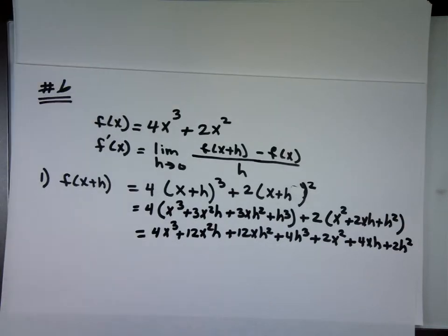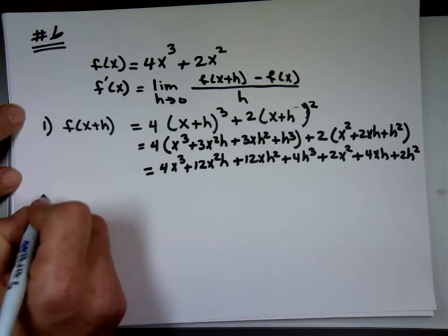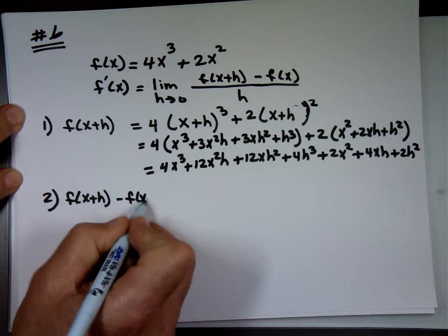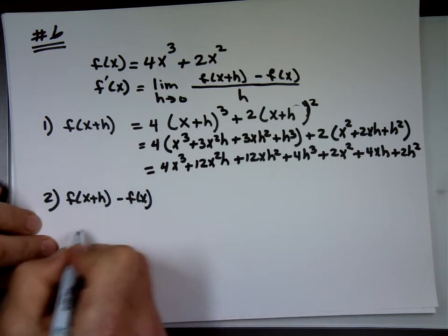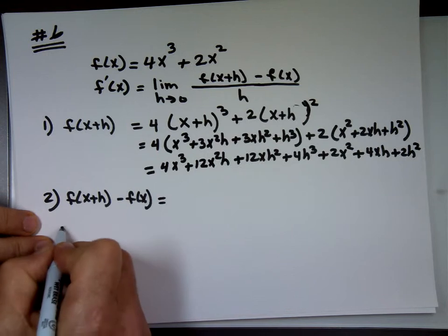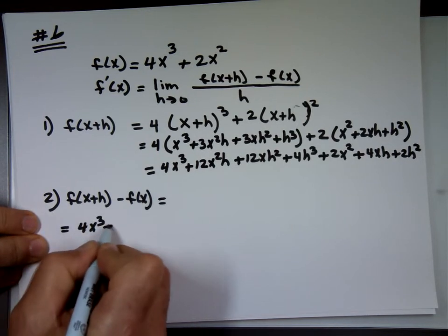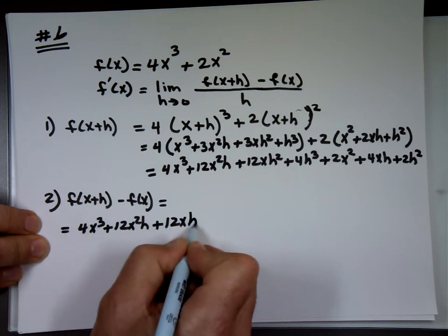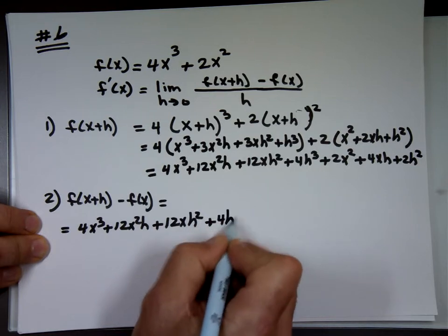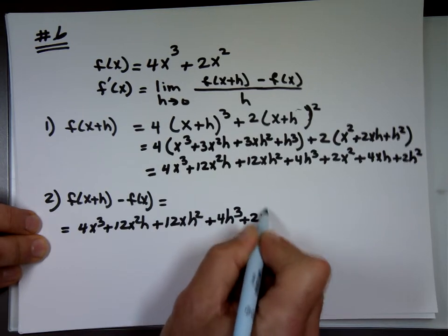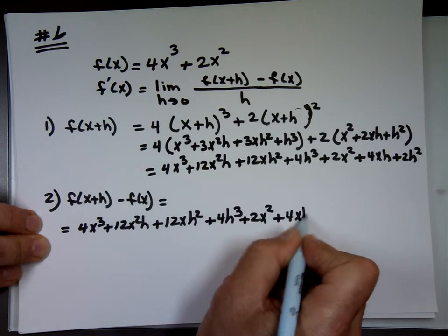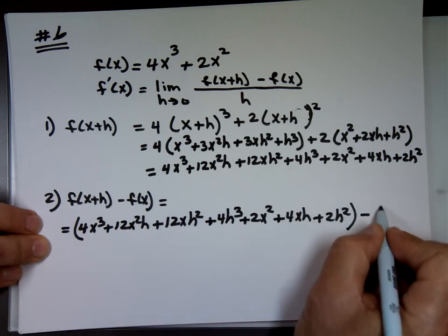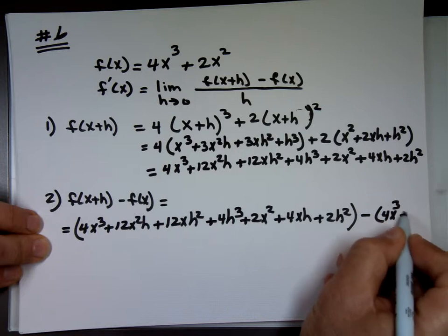What's step number 2? I better write it, enter it here, because I'm not going to fit it there. That's going to equal to 4x cubed plus 12x squared h plus 12xh squared plus 4h cubed plus 2x squared plus 4xh plus 2h squared. That's the first piece. Subtract from it f of x, which is what? 4x cubed plus 2x squared.